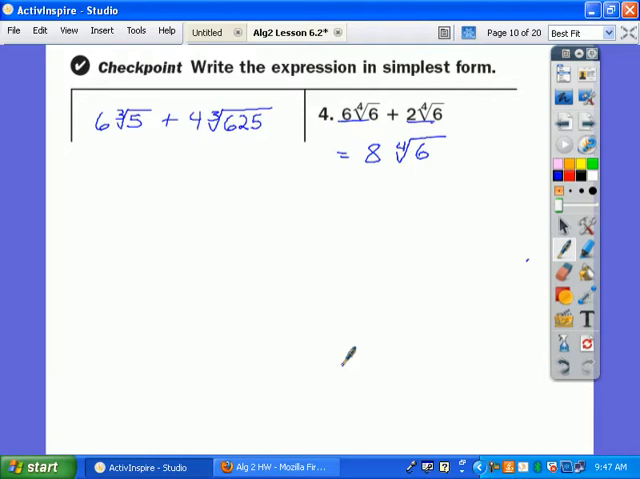It's important to recall that this is multiplication in between here. That's going to come into play later on in the section. So that's multiplication there. So literally it's 8 times the 4th root of 6.